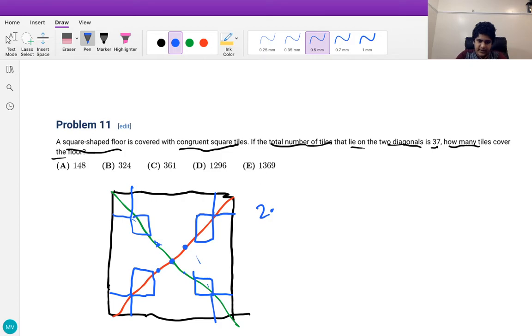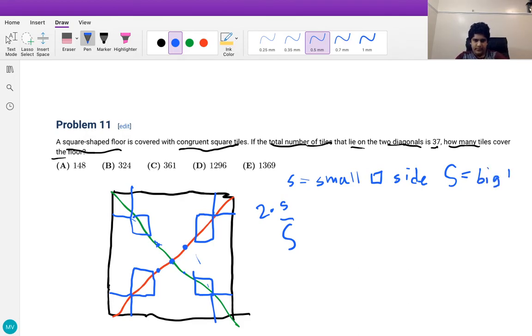I'll denote the small square side as little s, and the big square side as capital S. Actually, the number of squares on one diagonal is going to be capital S over little s, because that's how many little squares can actually straddle the diagonal. So it's big S divided by little s.